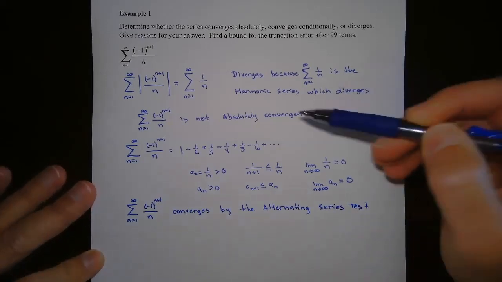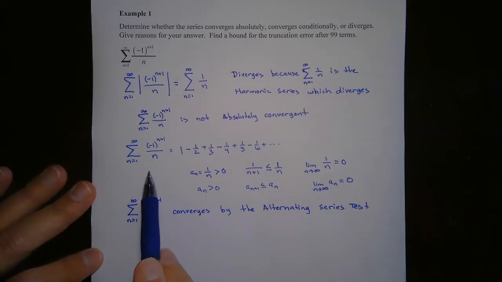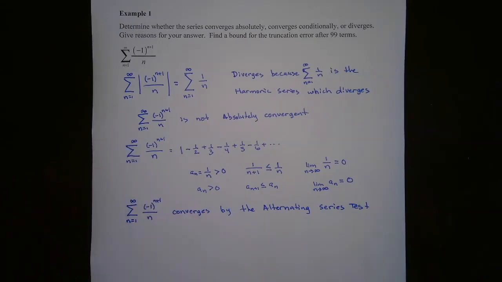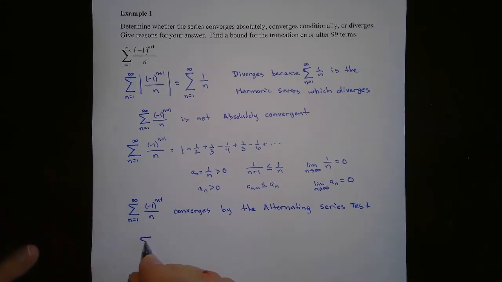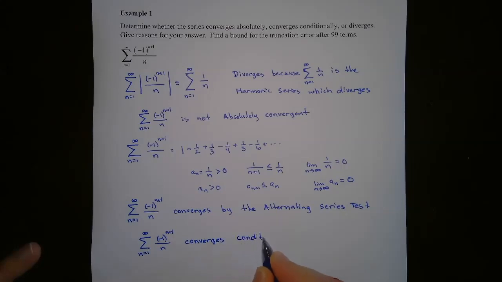So it wasn't absolutely convergent, but the series without taking the absolute value of it is convergent. So that means it's conditionally convergent. We would say that sigma n equals 1 to infinity of (-1)^(n+1) over n converges conditionally, or we could say the series is conditionally convergent. Two different ways of saying the same thing, and both are correct.